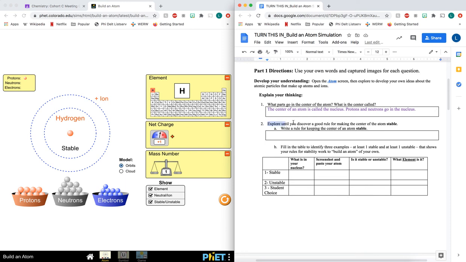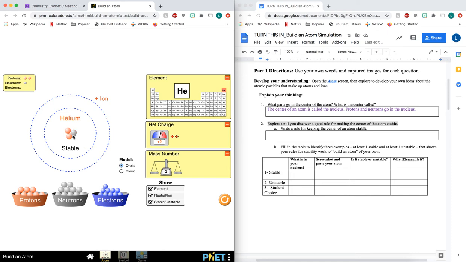Question 2 says, explore until you discover a good rule for making the center of an atom stable. So for this question, we're going to be focusing on the center of the atom. Doesn't ask us anything about electrons, so I'm going to leave those out for now. So this is stable right here. So I'm just going to keep messing around, and I'm going to keep adding to it. Okay, so 1 proton, 1 neutron is stable. 1 proton, 2 neutrons is unstable. All right, but if I add another proton to it, it becomes stable again. Notice every time I add a neutron or proton, my mass number is going up by 1.